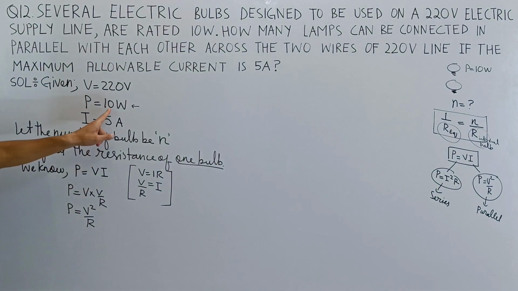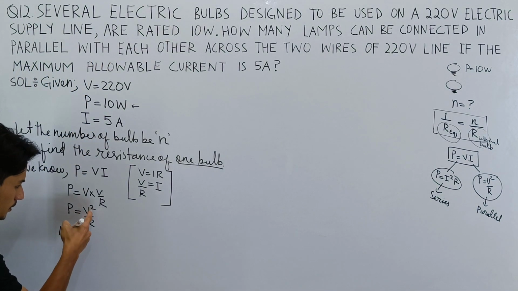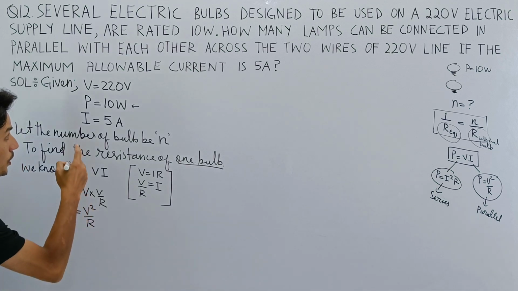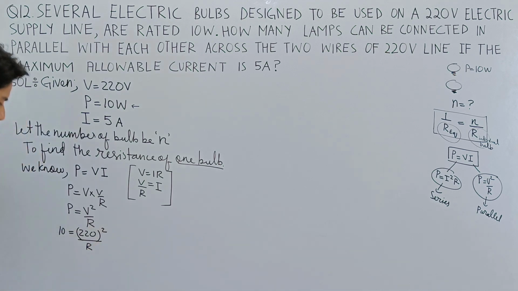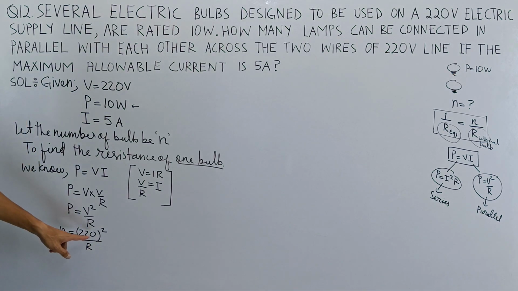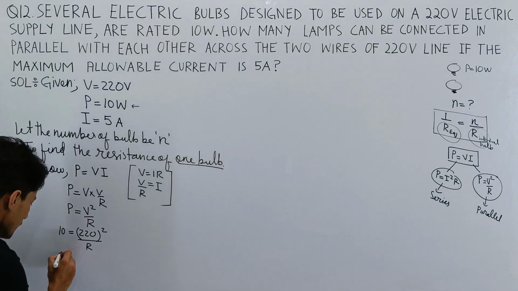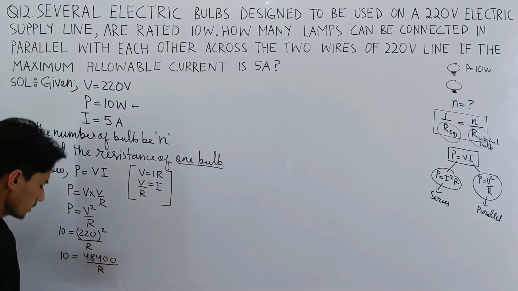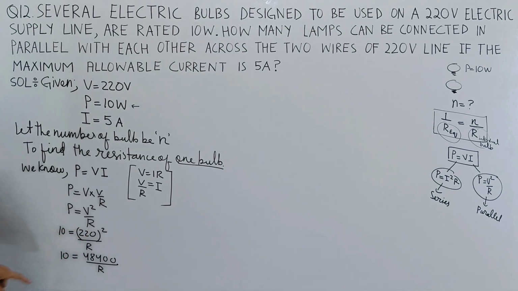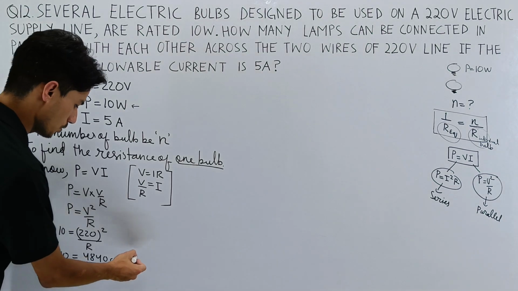So put the value of power, which is 10 watt. Put here 10 and V square. V square is how much? 220 into 220, so 220 whole square. R we are supposed to find. So do cross multiplication. But before that, let's expand this one. So 220 square by 10 is equal to 48400 by R. This is the expanded form of 220 square. If you multiply 220 into 220, the answer is 48400.